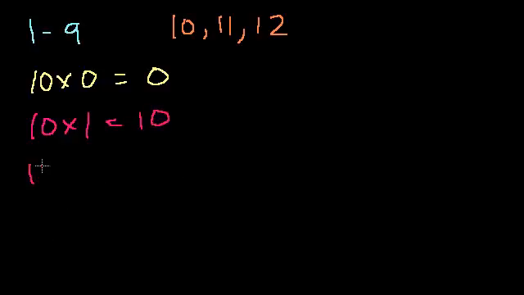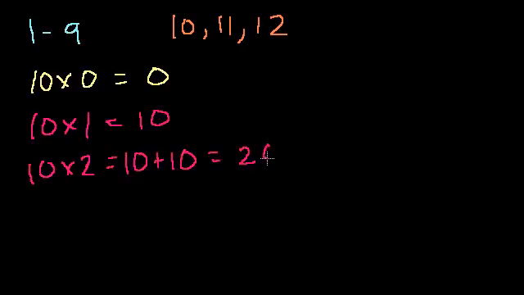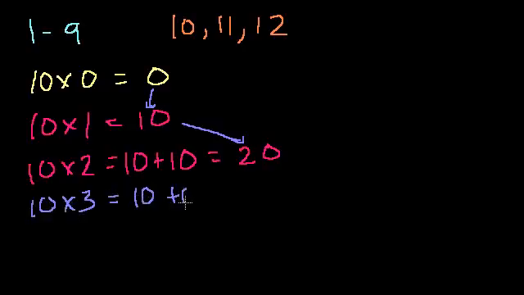What's 10 times 2? I meant to switch colors, but I didn't. 10 times 2. That's 10 plus 10, which is 20. Fair enough. And notice we went up by 10 the first time. We went up by 10 again to get to 20. What's 10 times 3? Well, that's 10 plus 10 plus 10. Or we could view it as 10 times 2 plus another 10, which is equal to 30.